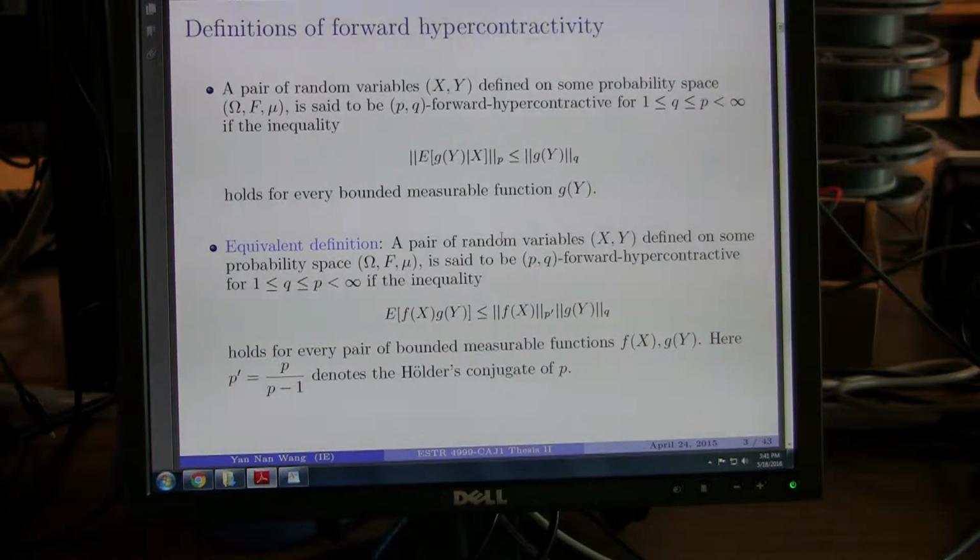The equivalent definition is related to two functions f(x) and g(y), and this one is equivalent to the first one. The equivalence can be proven by Hölder's inequality. Here p prime denotes the Hölder conjugate of p.